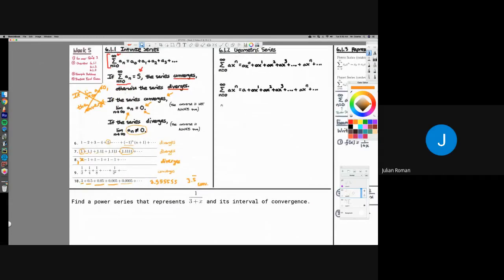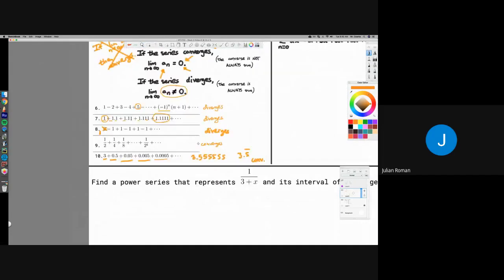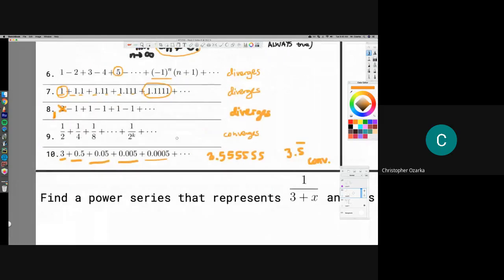Could you repeat how you did number 9 again? Number 9 is a geometric one. I really shouldn't have put this one in here because it should be in 612. But the base for all of these is 1/2 to the, oh, it's right here. Forget what I just wrote here. This one's 1/2 to the k.